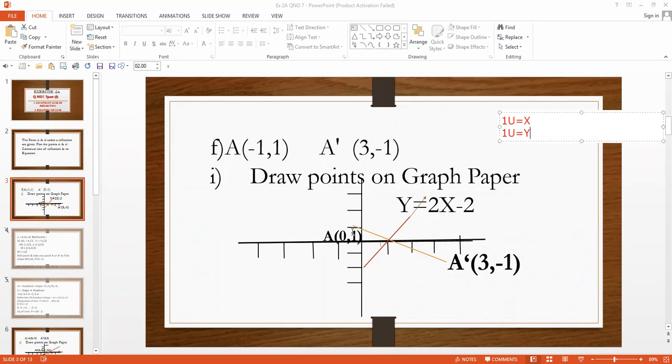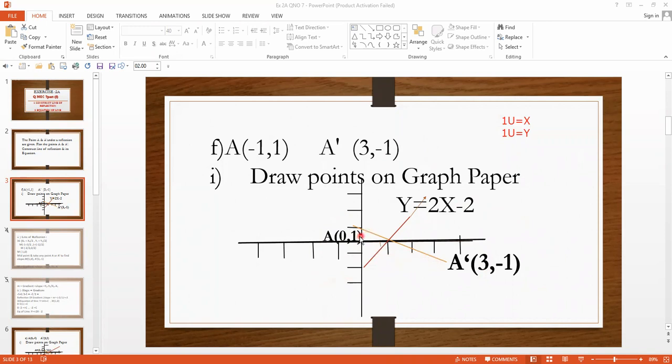Now I have to look here. The first point is -1 and +1. Look here, -1 on the x-axis and then +1 on the y-axis. So this one is the first point. On the x-axis we take minus, and then we take +1. Clear? And the second point which we have to take is 3 and -1. This one is 3 and this one is -1 on the y-axis.